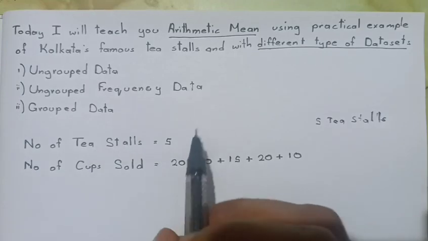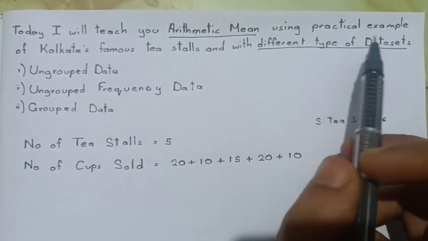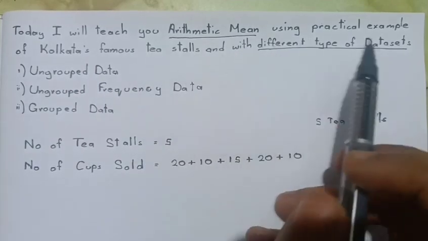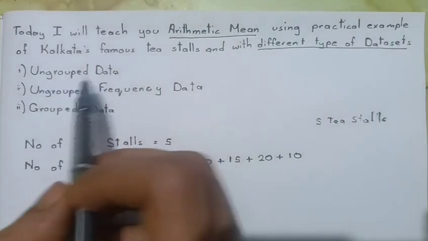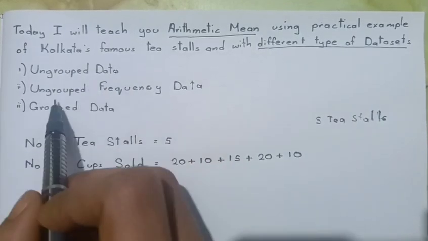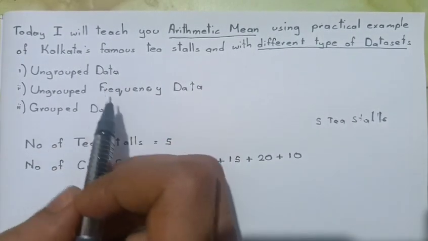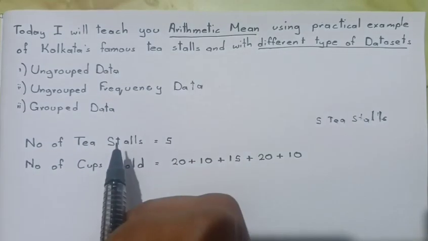Today I will teach you arithmetic mean using a practical example of Kolkata's famous tea stalls and with different types of data sets. The data sets can be ungrouped data, ungrouped frequency data and grouped data. I will teach you and explain each of these step by step.